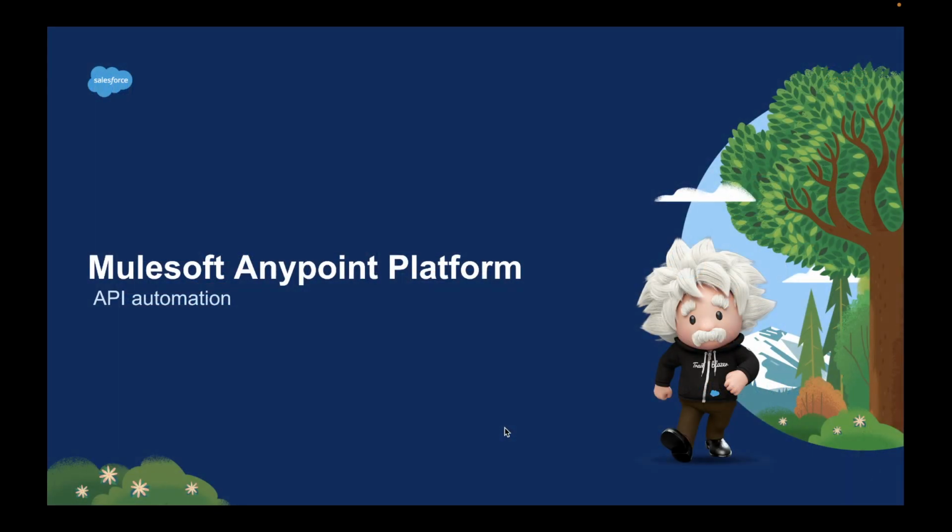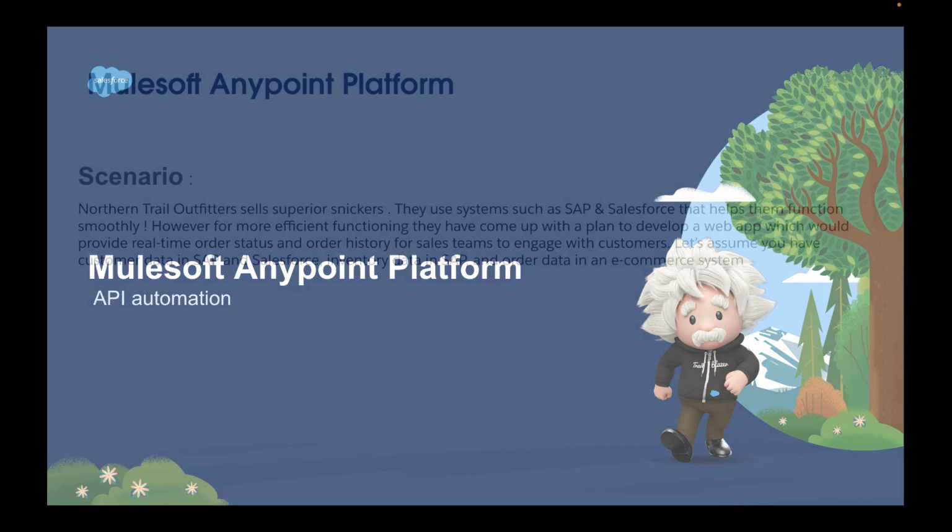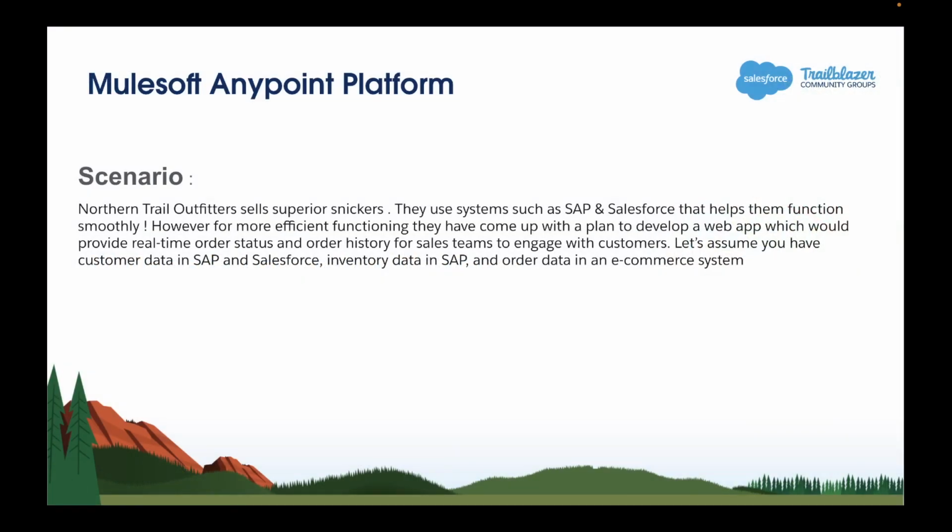Now, going on to our first product, the first offering which MuleSoft had proposed was MuleSoft Anypoint Platform. And if you can see, it is an API-based automation. So we will first understand the scenario and then we will jump on to how Anypoint Platform is actually making the integrations very easy. So in the first scenario, Northern Trailer Outfitters sells superior sneakers.